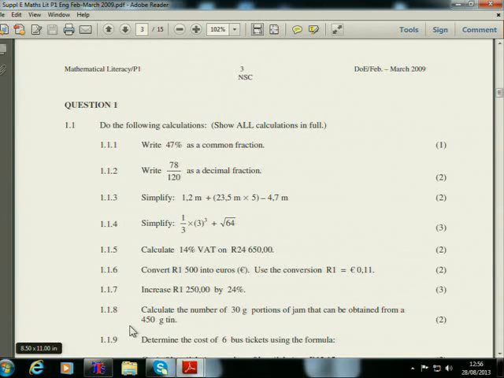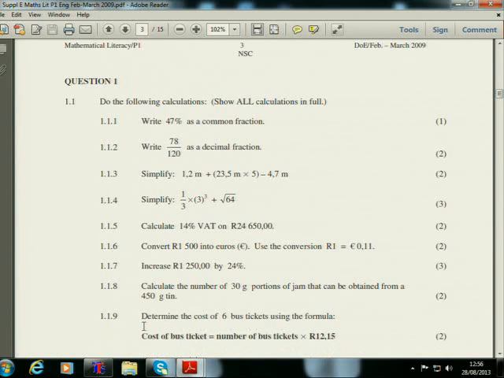1.1.9. In 1.1.9, we are supposed to determine the cost of 6 bus tickets using the formula. Now we are given a formula, so we must stick to the formula. Cost of bus ticket is equal to the number of bus tickets multiplied by 12 rand 15 cents.